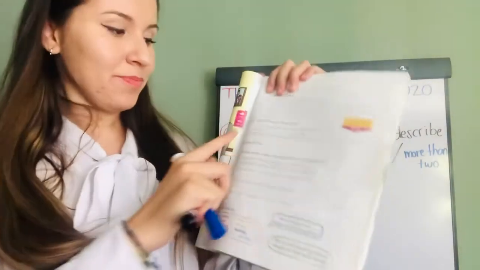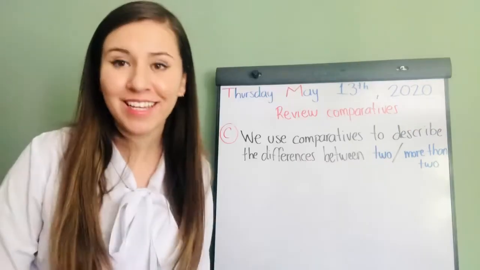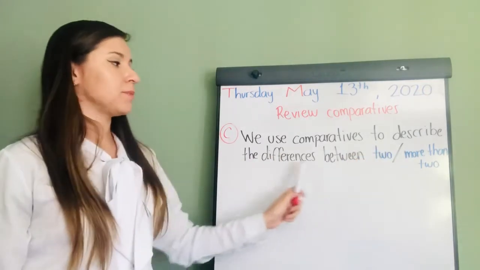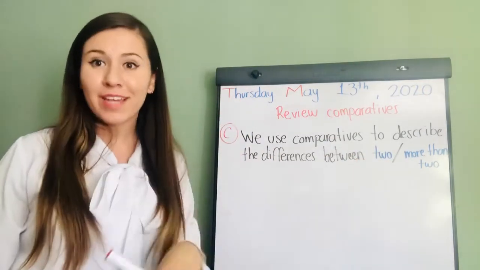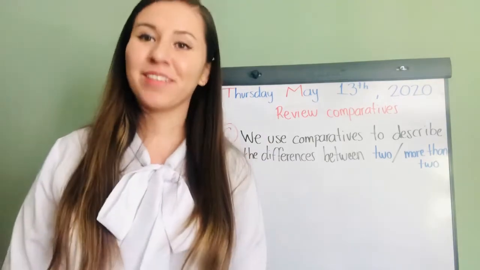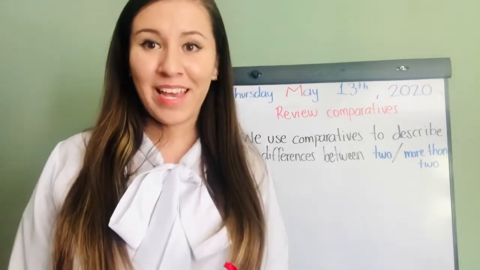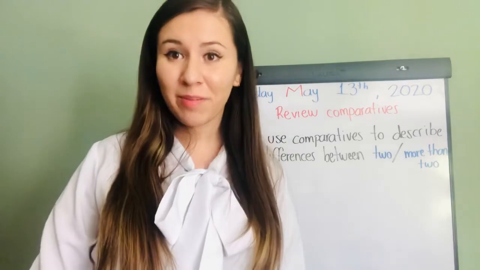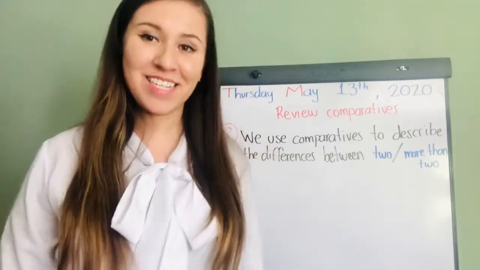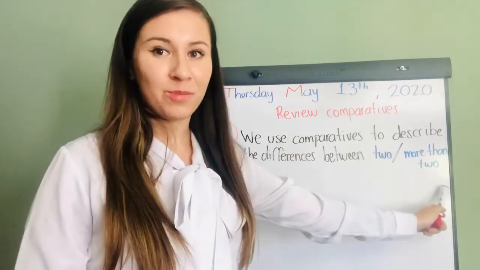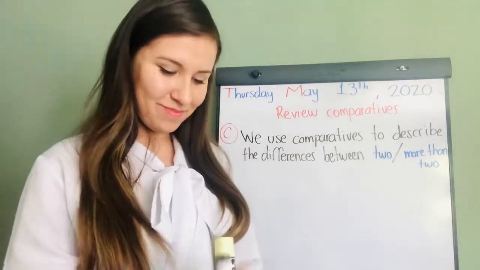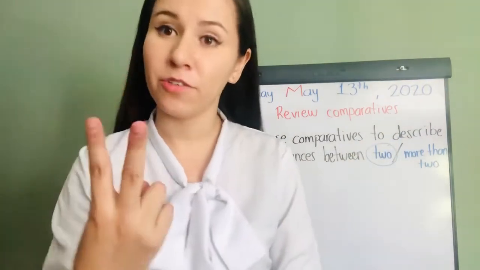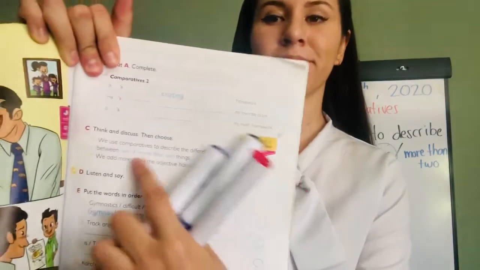Okay, now let's do letter C in your book. If you read it, you can see that it says, we use comparatives to describe the difference between 2 or more than 2. I hope you know the answer because in the last video, I told you. Can we compare 2 animals? Yes, we can. Can we compare more than 2 animals? No, we can't. So, 2 or more than 2? What do you say? 2. We can just compare 2 things. So in your book, please circle it.